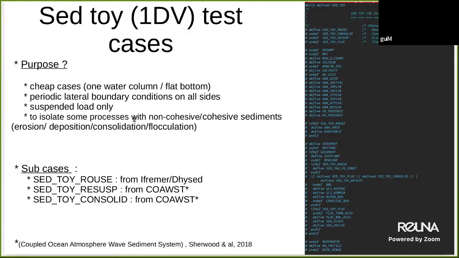isolate some processes, as Rashid said, with non-cohesive and cohesive sediment, to study erosion, deposition, consolidation, but also flocculation. And we can have sub-cases. It's called like a CPPT from Rouse. Rouse means this is a case implemented, it comes from Ifremer, to see if a numerical solution from CROCO fits well with the Rouse theory.